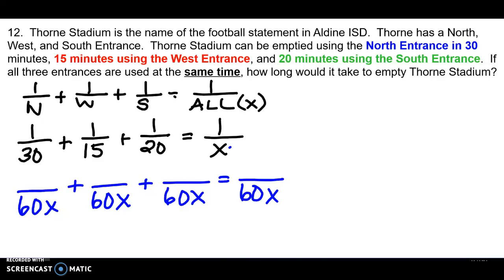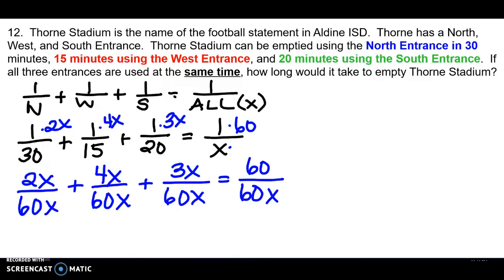Okay, so the first fraction is 1 over 30. How do we make that 30 into a 60x? We would multiply it by 2x. Same thing with the next one. We have a 15. How do we turn that into 60x? We would multiply by 4x. The next one we have a 20. How do we make 20 into 60x? We would multiply by 3x. And on the last one we have an x. We need to make it into a 60x. We need to multiply by 60.